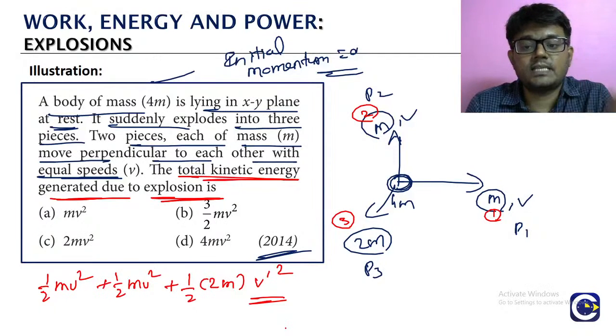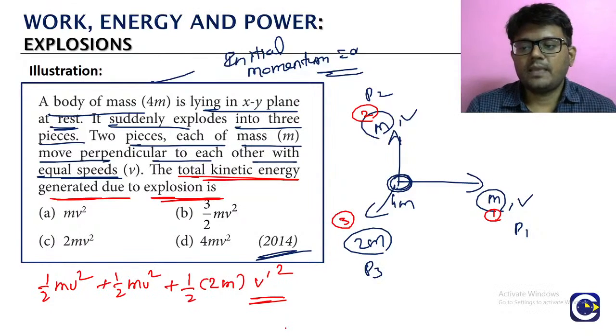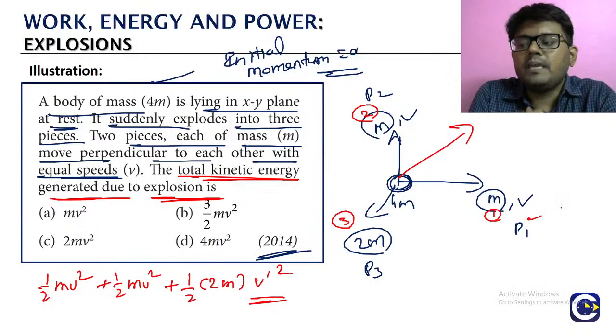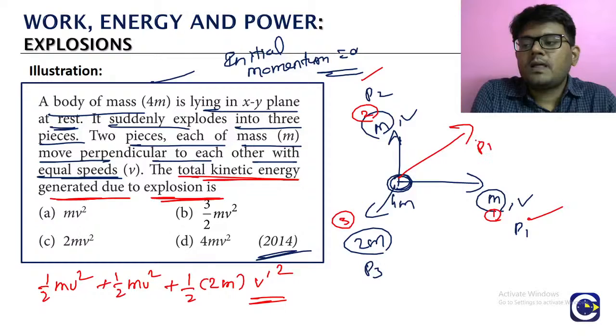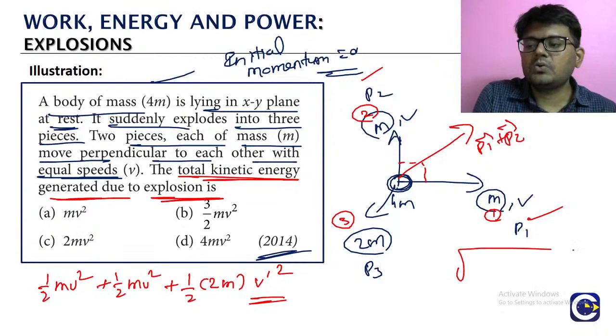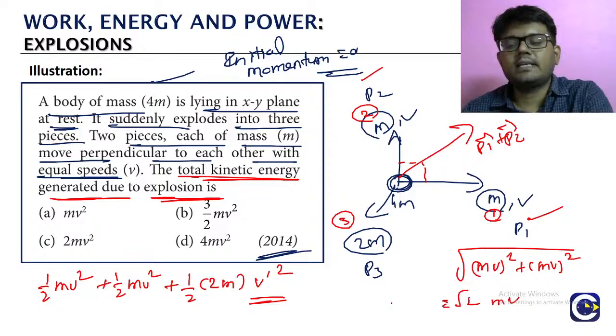We can answer what is the total kinetic energy generated due to the explosion. Okay, எப்படி இதை நம்ம calculate பண்ணோம்? Same, இதுக்கு முன்னாடி நம்ம எடுத்த மாதிரி தான் approach. p1, p2, அதோட result நம்ம எடுத்து வெச்சுக்கோங்க. What is it? Both are at right angles, right? So root of mv square plus mv square, அதாவது root 2 into mv. அதுதான் resultant of p1 and p2.